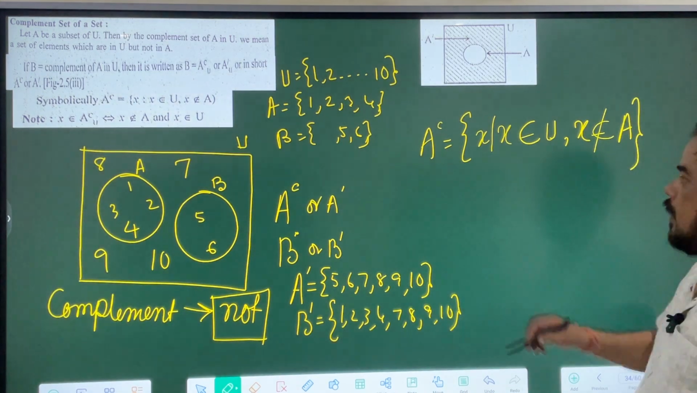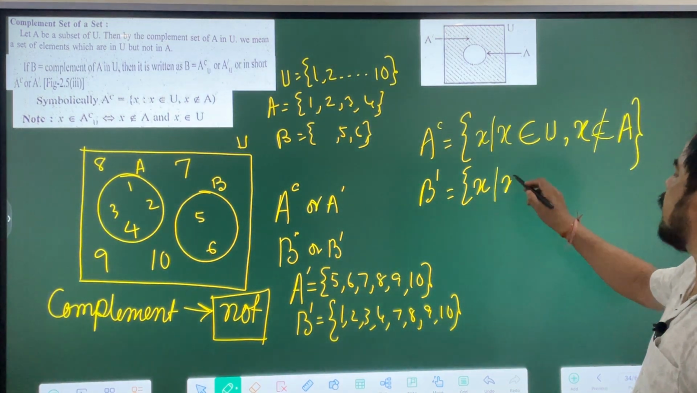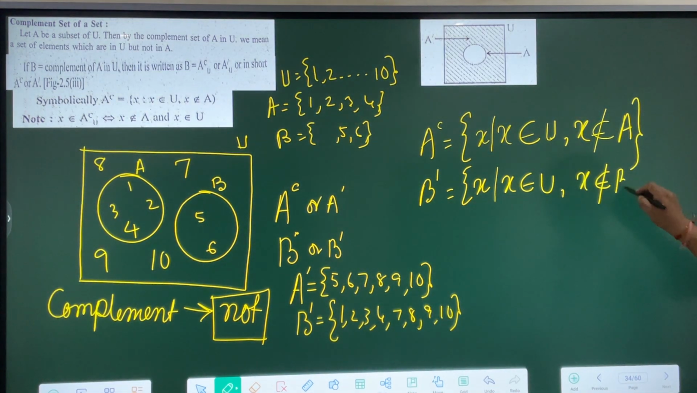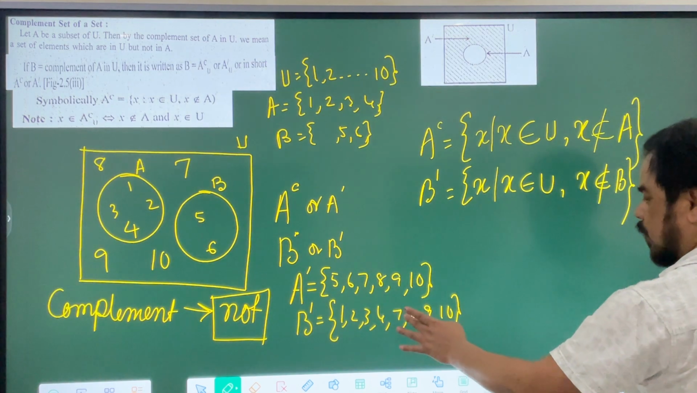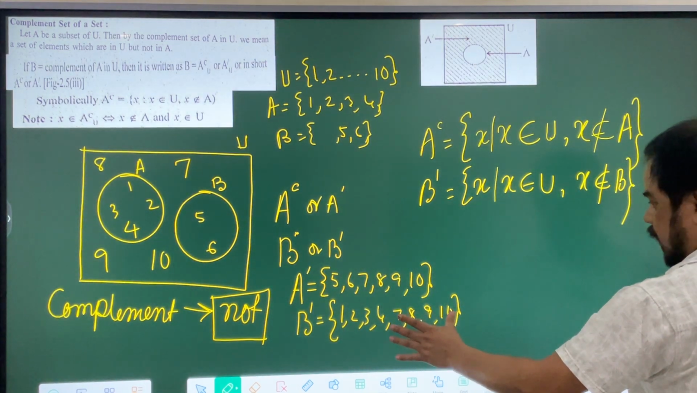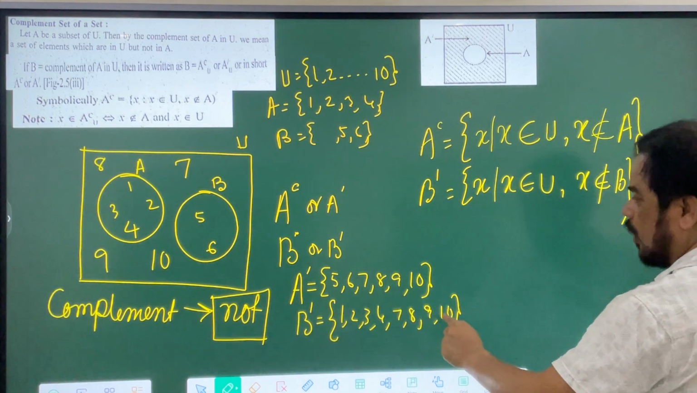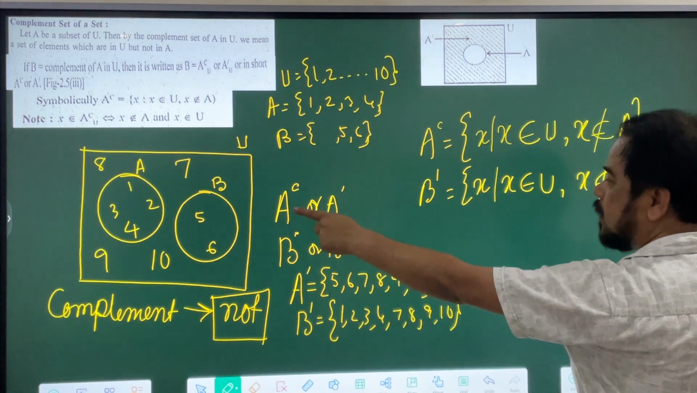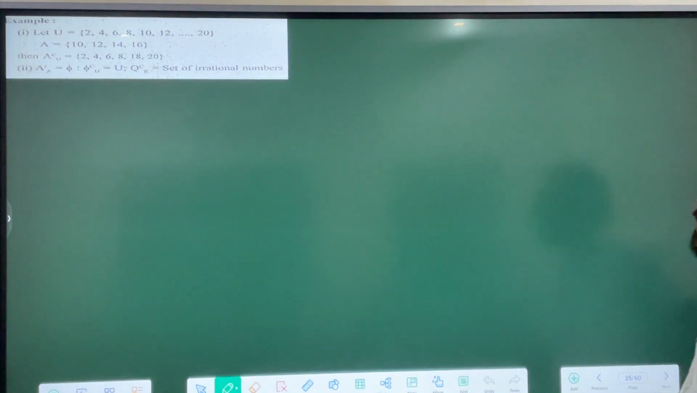I hope you understand. So for B complement, {x | x belongs to U but x does not belong to B}. I hope you understand clearly. Which are the x? 1, 2, 3, 4, 7, 8, 9, 10. They are x. They belong to U, but they do not belong to B. 1, 2, 3, 4, 7, 8, 9, 10, they are not present in B. I hope you understand clearly.